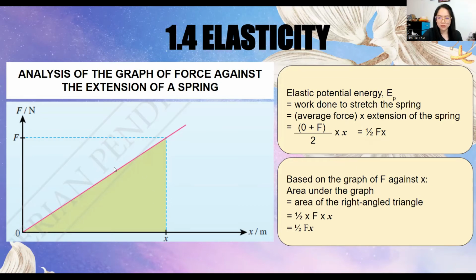Then, based on the graph, to find the area in the graph, you can see that this green triangle is actually a right angle triangle. How to find the area of a triangle? The area of the triangle is 1 over 2 multiplied with the height multiplied with the length, right? So the height is F multiplied with the length X. So that's why half multiplied F multiplied X, I get half Fx.